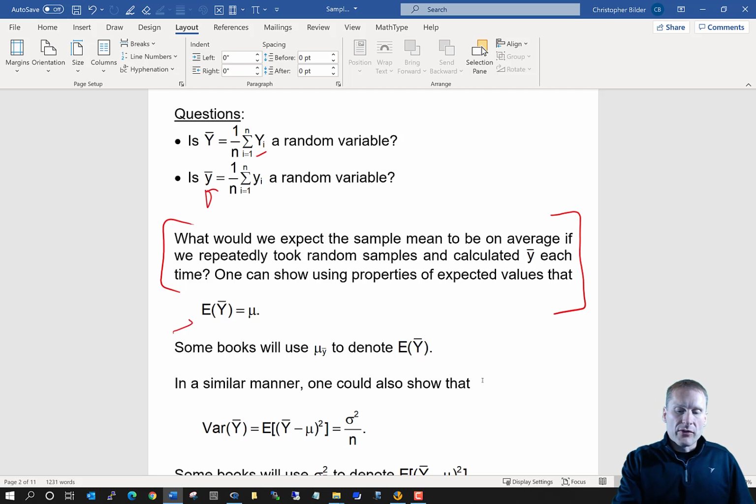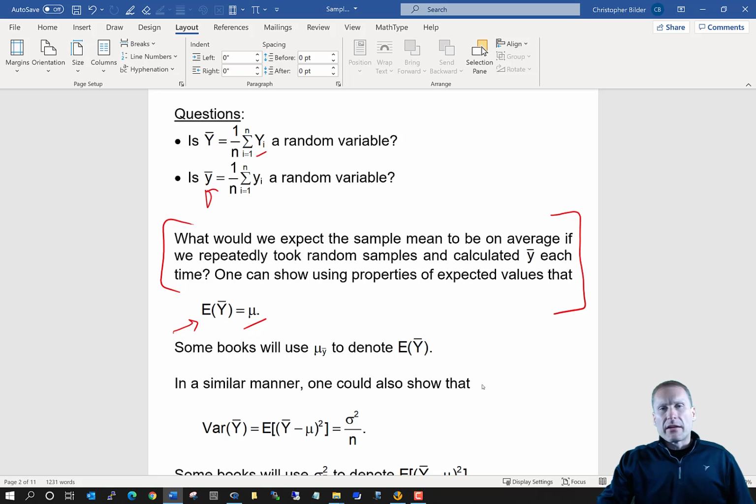Well, in other words, you're saying, what's the expected value of my random variable y bar? Well, one can show, and we will mathematically prove this shortly, it's equal to mu. So that's a good thing to have happen. What would I expect this y bar to be on average? It's going to be what I want to estimate, mu.